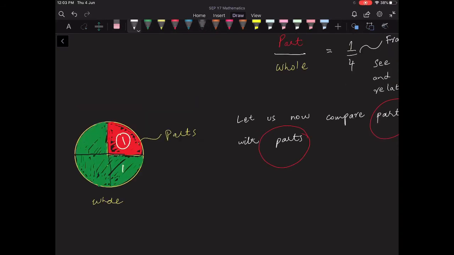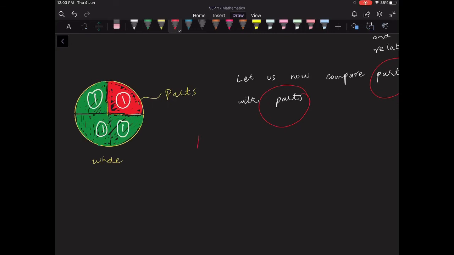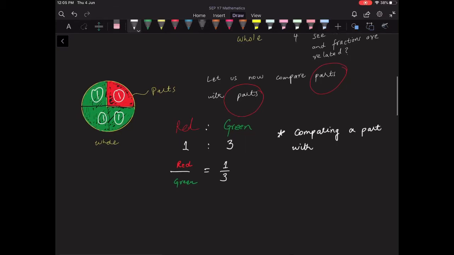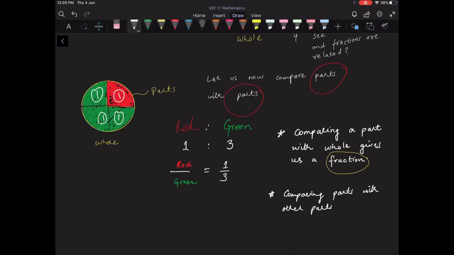Out of 4 pieces, the green occupies 3, so it is 3 times as big as the red. The ratio of red to green would be 1:3. It can also be written as red by green. That gives us 1/3. The important lesson here is that comparing a part with a whole gives us a fraction, while comparing one part to another part gives us a ratio between these two parts.